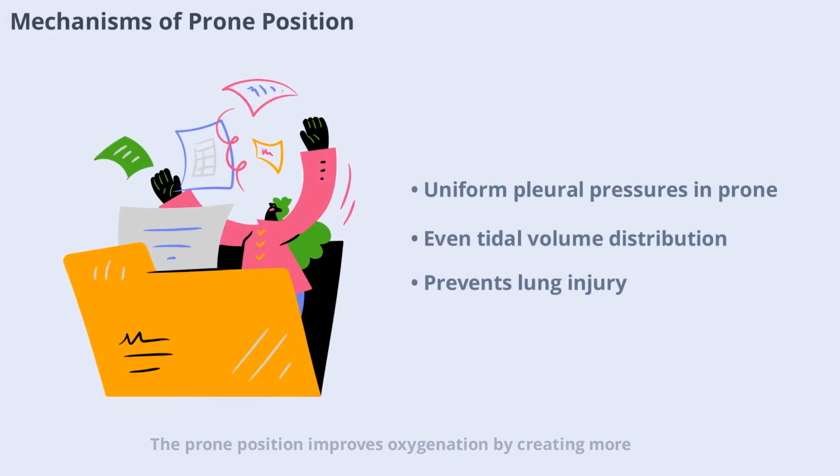The prone position improves oxygenation by creating more uniform pleural pressures between dorsal and ventral lung regions. This promotes even distribution of tidal volume and prevents ventilator-associated lung injury. Although chest wall compliance decreases, tidal volume may be redistributed to dorsal lung units, enhancing gas exchange and reducing the risk of injury.